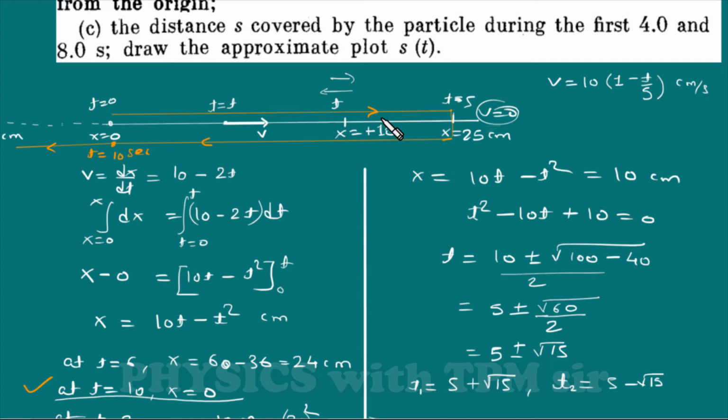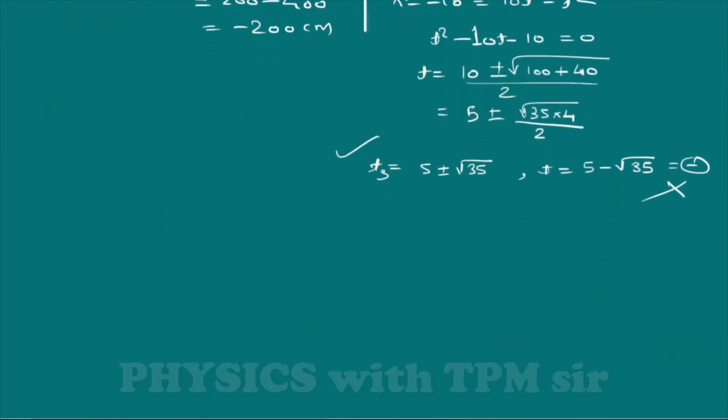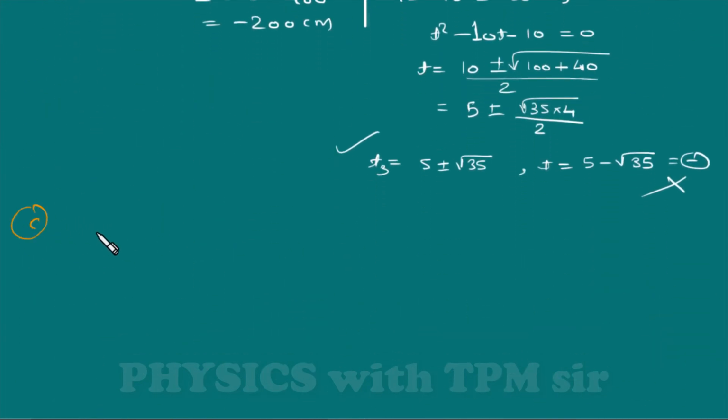At t is equal to 4 seconds, what is the position? Displacement will be final position minus initial position, and the same will be the distance for t is equal to 4 seconds, because the particle did not take any turn till that time. So I am solving this first part. So in the first 4 seconds, I will say distance.